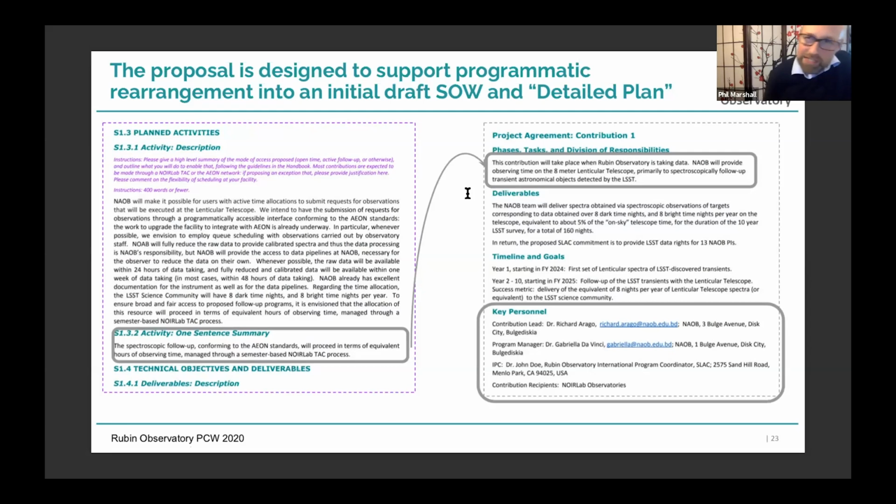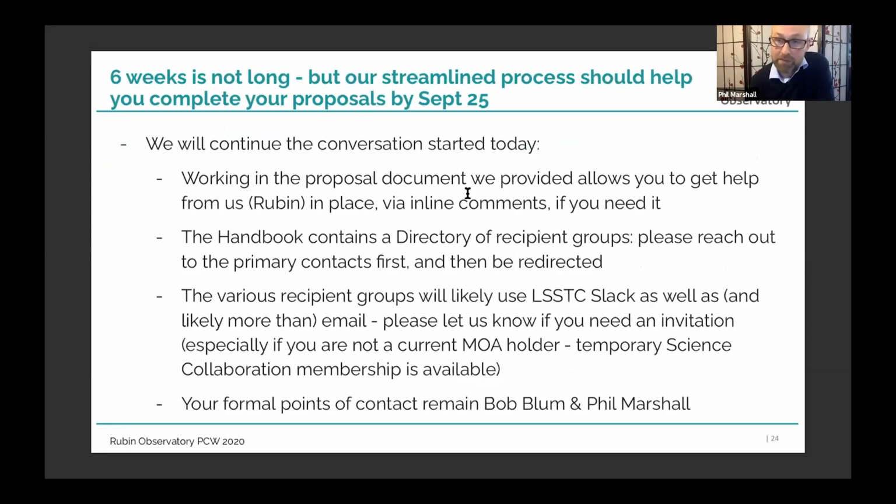Okay, so 6 weeks isn't long, as I said this morning, but hopefully you have enough information, maybe too much information, but enough information to enable you to turn your LOI ideas into high value proposed contributions. So we'll continue this conversation that we started today. Working in that Google document directly, you can ask us questions via inline comments. We'll be able to see what you're writing as you write it, which is cool because we're all collaborators here. What we're trying to do is help you write a good proposal. The handbook contains a directory of recipient groups to help you reach out to them to get the feedback that you need beyond what you've already had.